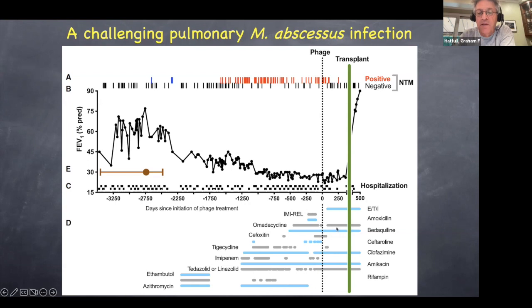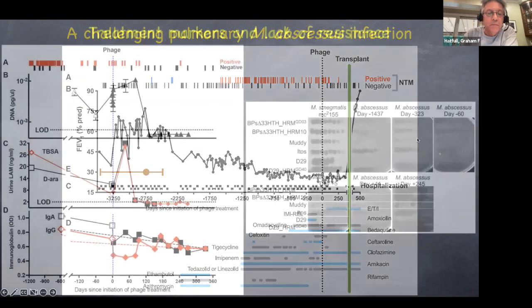The antibiotics were continued, as in all of these cases. The phages were added, and then it took a couple of months to get culture-negative sputum, but that state persisted with only one very weakly positive culture here, and then this is where he received the transplant and regained his full lung function.